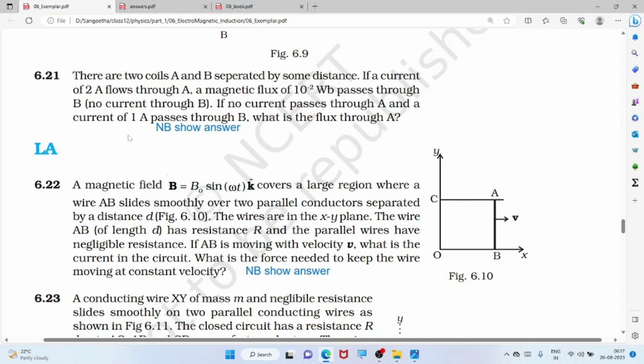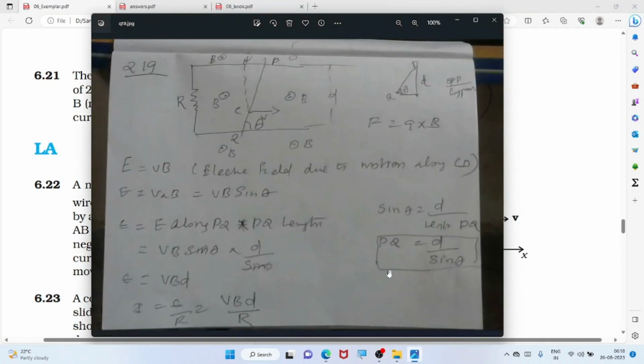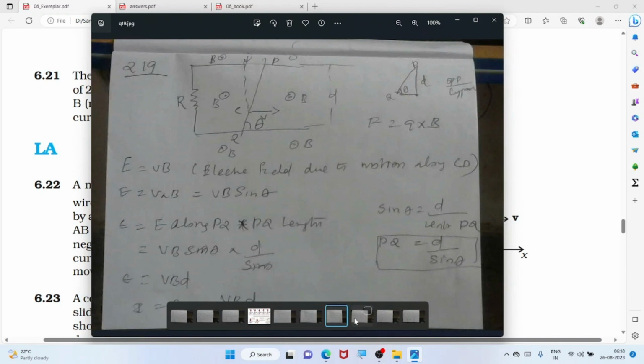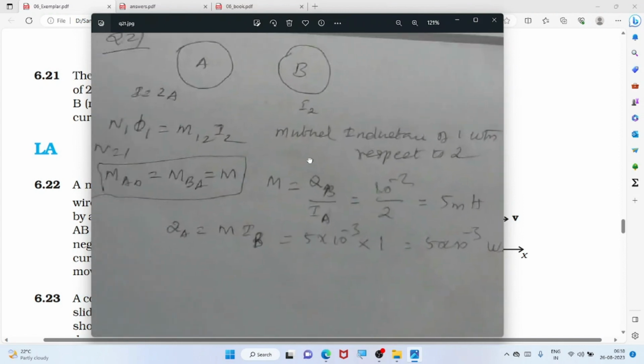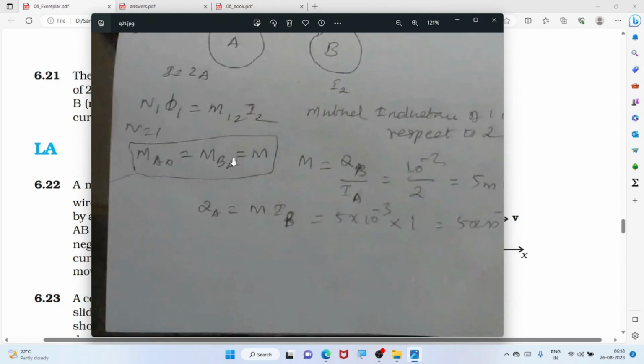There are two coils A and B separated by the same distance. If the current 2A flows through the coil 1, the magnetic flux... Here you have to remember the mutual inductance will be the same: M12 equal to M21 equal to M. For two coils, the mutual inductance will be the same, AB equal to BA equal to M.